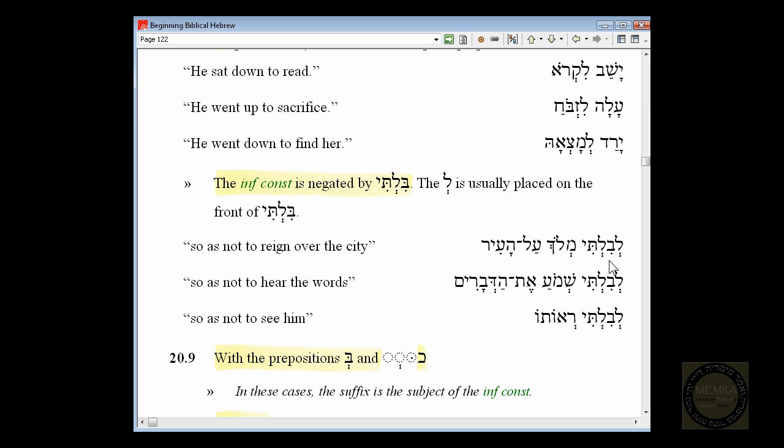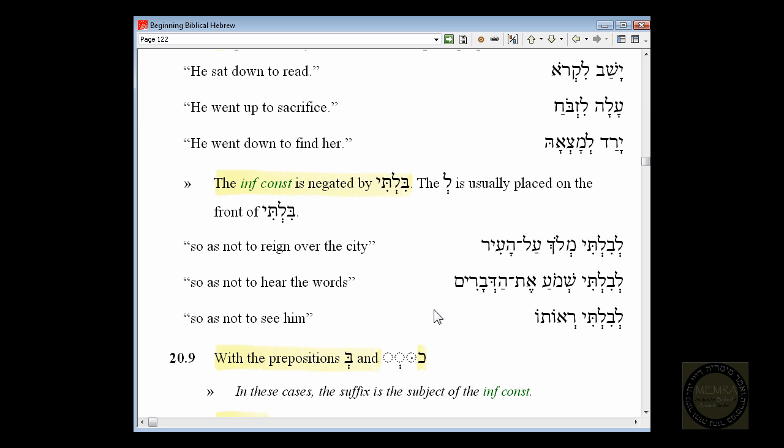So here we have one. Here's bilti. Here's our infinitive construct. Here's shivah holam. Down here we have shivah holam, even though we have the t and then a suffix added. And again, look at how it's translated. Not to see, there's our infinitive, him.